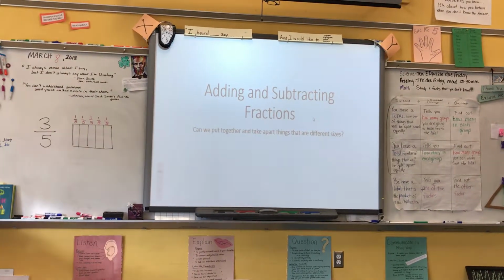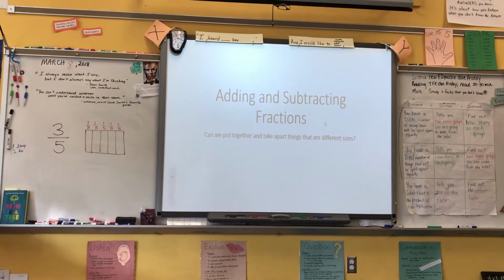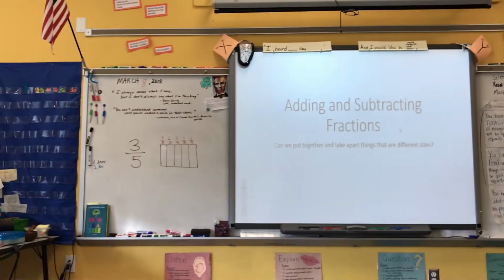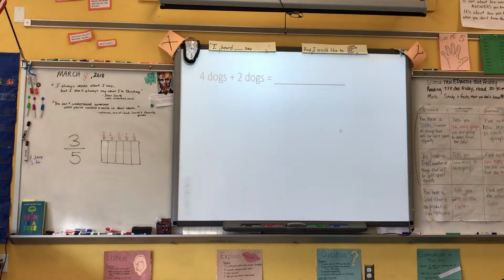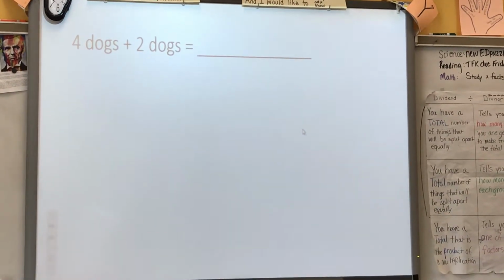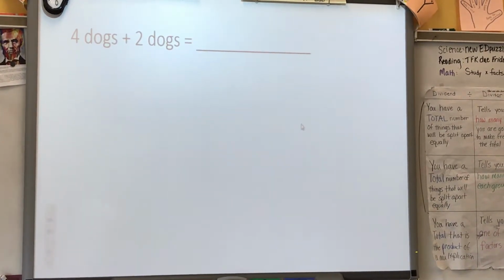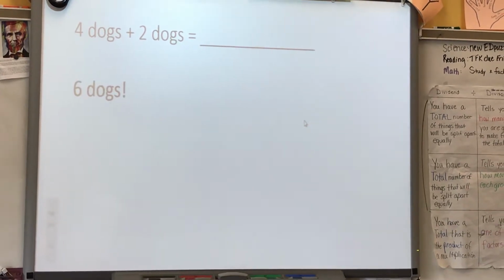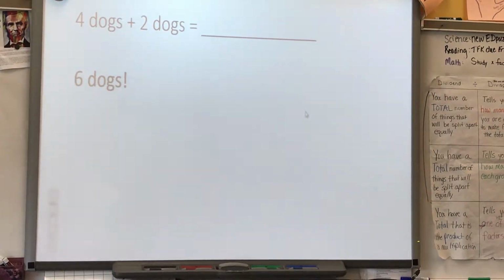So I'll just take you through this, and I should have put my clicker in, but I didn't. Okay, so we started out kind of silly, 4 dogs plus 2 dogs. And if you want to turn that off, I will get the clicker because that'll be faster. 6 dogs. I'll be right back.